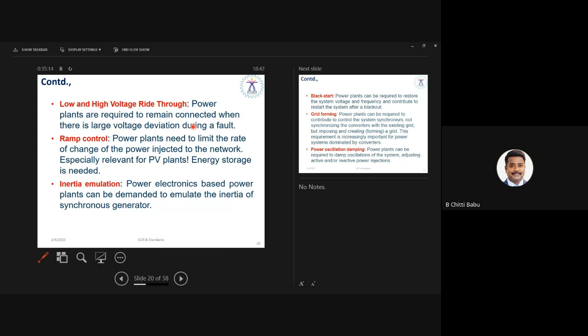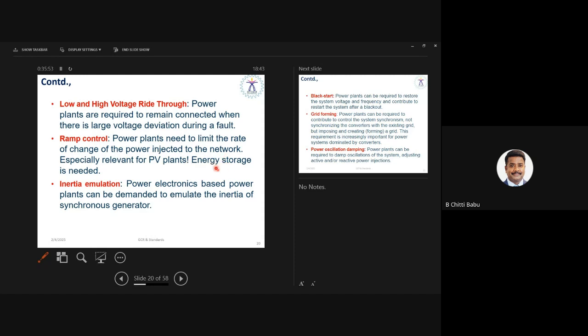Sometimes there may be a sudden change in voltage, or whenever there is an islanding in the grid where we have a wind farm, the sudden islanding may cause an increase in voltage as well. So the power plant needs to remain connected with the utility grid to maintain continuity. These are called low and high voltage ride through requirements, especially for wind turbine systems and solar photovoltaic as well. And we sometimes have ramp control, some kind of control according to the rate of change of frequency. The power plant needs to limit the rate of change of power injected into the network, especially relevant to PV power plants.